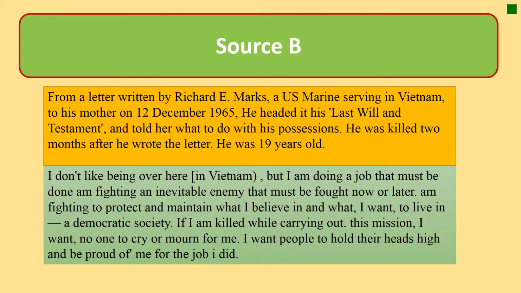So let's have a look at source B. It's a letter written by Richard Marks. He's a Marine serving in Vietnam, writing to his mother in December 1965, so early on in the war. And that there is critical. This is early on. America's just been involved in it. It's just after the Gulf of Tonkin resolution. He headed the letter, his last will and testament. He told her what to do with his possessions, and he was killed 2 months afterwards.